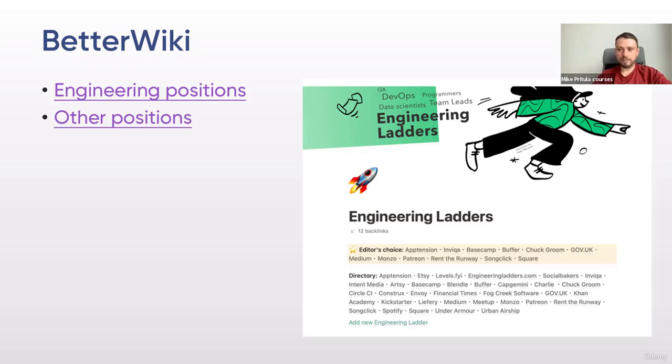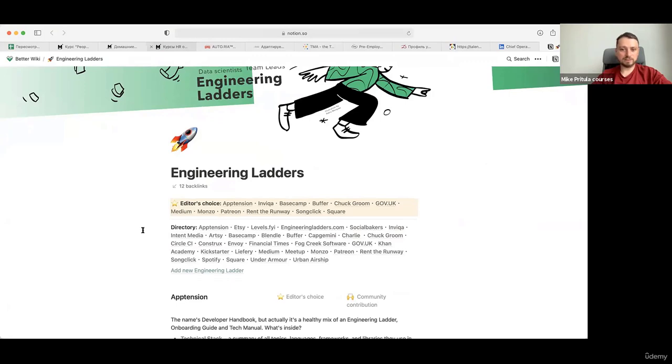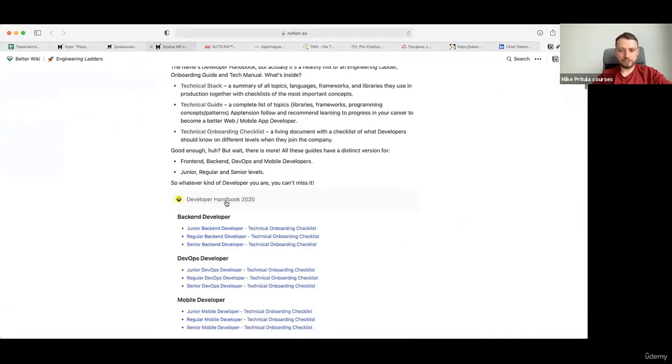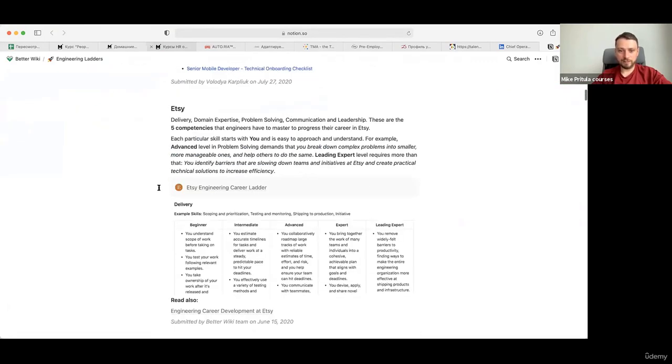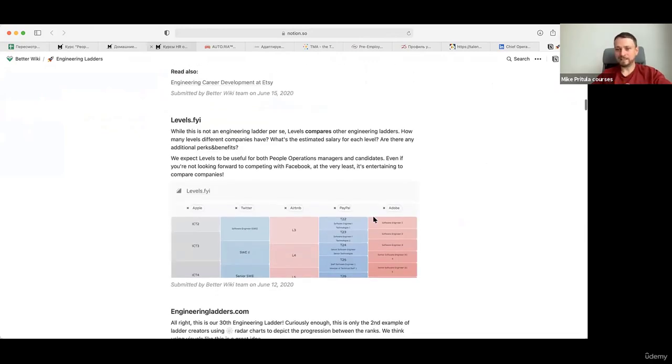The second option is a great collection on a resource called Better Wiki, which has engineering and non-engineering positions. Here are the engineering positions from various companies. It's all laid out in these gray blocks with links. Here's one company, here's another. You see the link in the gray block. It's broken down by levels right away.